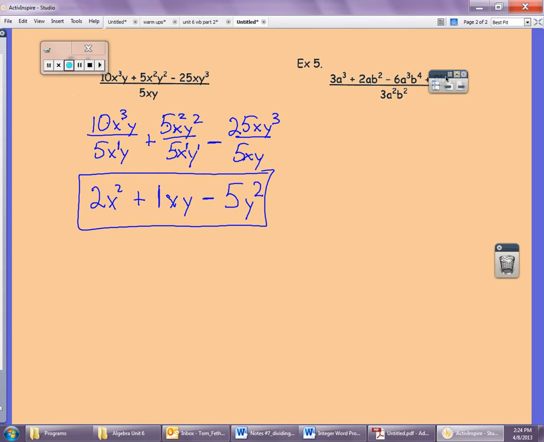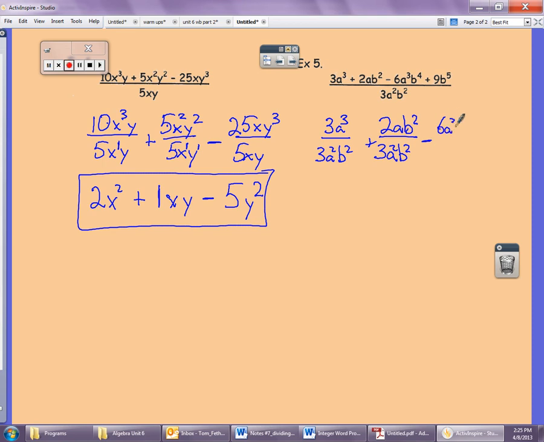And then the last example, this time we have four terms. We do it the same way. So we just simply break it apart. So I have 3a to the third, and I have 3a squared b squared plus 2ab squared divided by 3a squared b squared. Now minus 6a to the third b to the fourth divided by 3a squared b squared plus 9b to the fifth divided by 3a squared b squared.